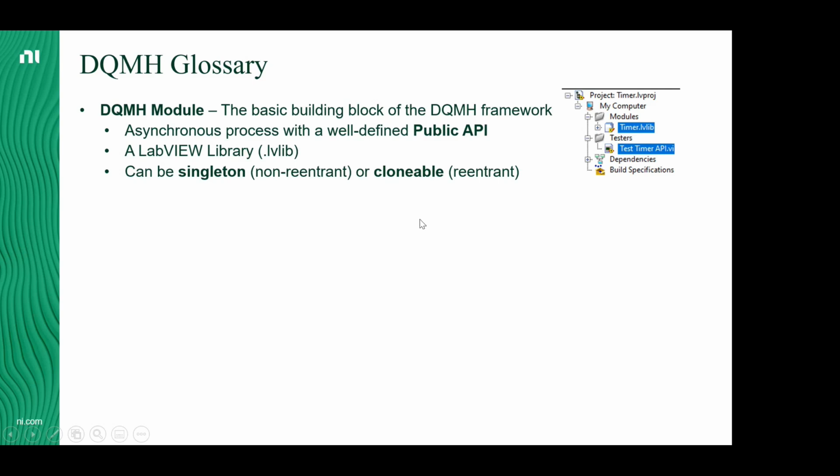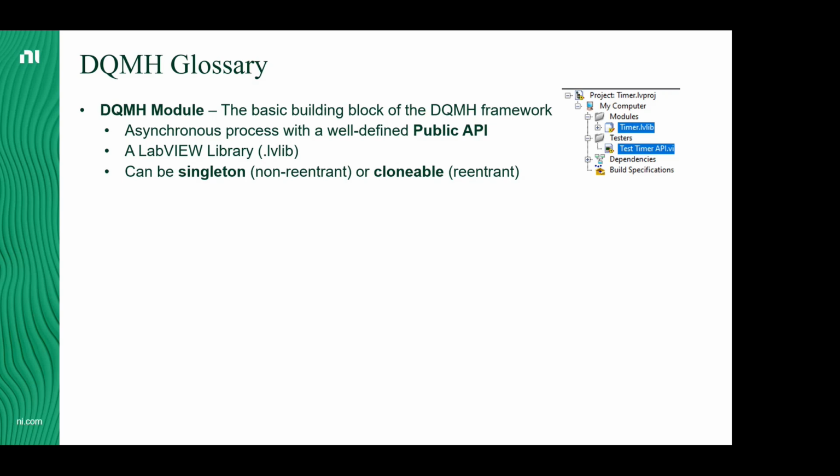All right, so just like I needed to give some basic framework level glossary terms before, I need to give some DQMH glossary as well. First of all, we've got the term DQMH module. A DQMH module is an LVlib. It is a library in LabVIEW, and it basically wraps what we would refer to as a single asynchronous process with a well-defined public API to interface with that process.